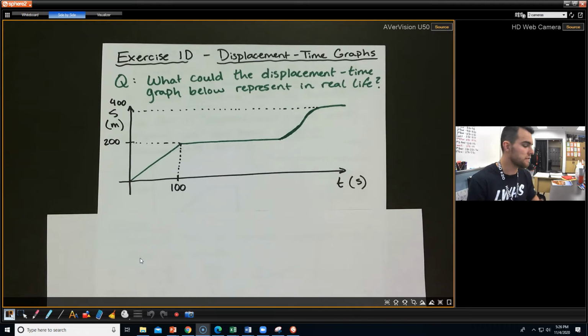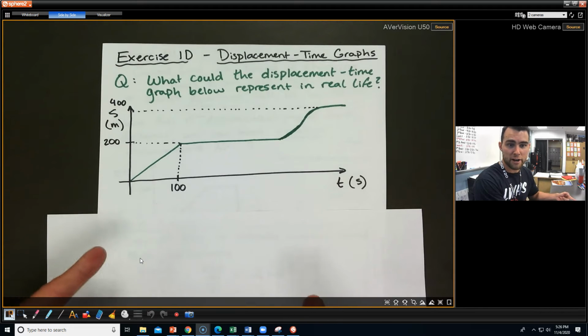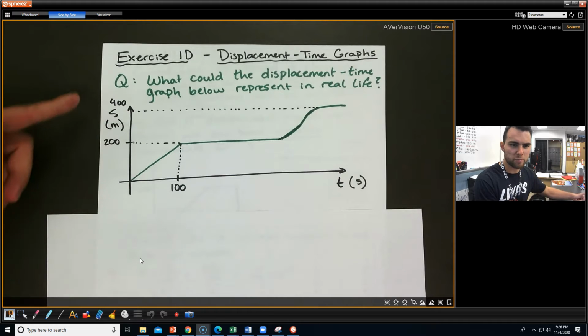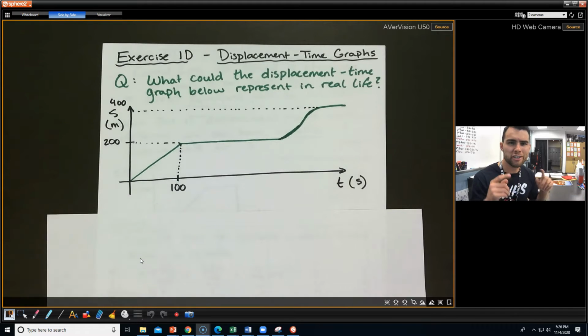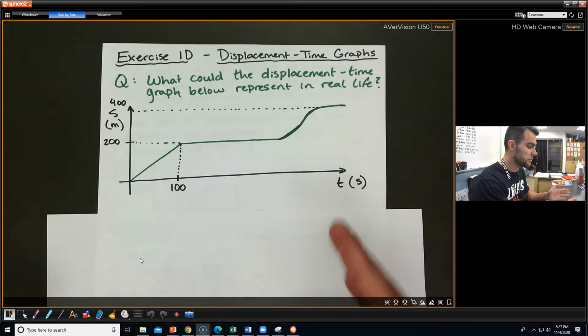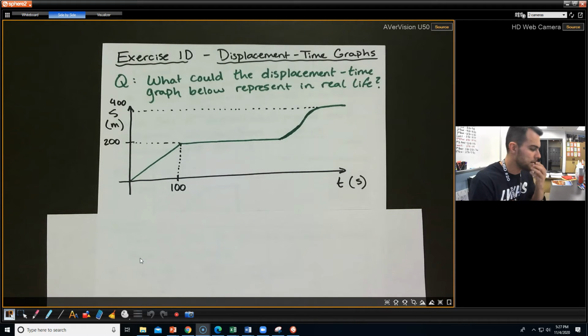So to kick us off, looking at this graph right here, what could this displacement time graph below represent in real life? I want you to talk to a partner for about 2 minutes and be ready to share out. I'm expecting a lot of different answers. And go. All right, we're back. So, I'm sure we heard a lot of cool things. There's really not a lot of wrong answers for it as long as you are consistent with it, but there are some things we need to look at.